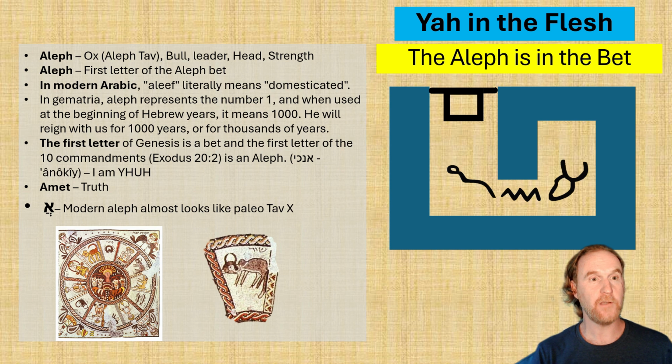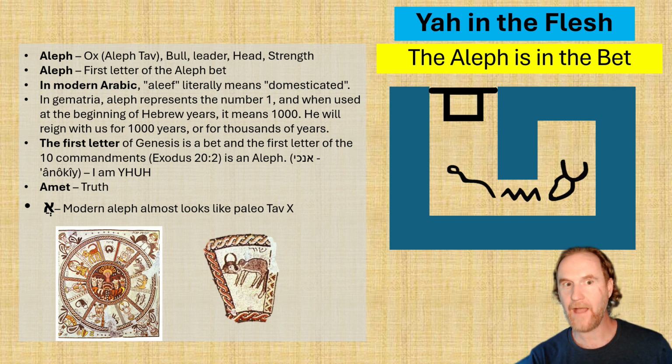Gematria. Gematria, the Aleph represents the number one, right? It's singularity, Echad. And when used at the beginning of Hebrew years, it means 1,000. So could that be that he reigns with us for thousands of years? Is it just 1,000 years, or is it thousands of years? Thousands upon thousands, from generation to generation.